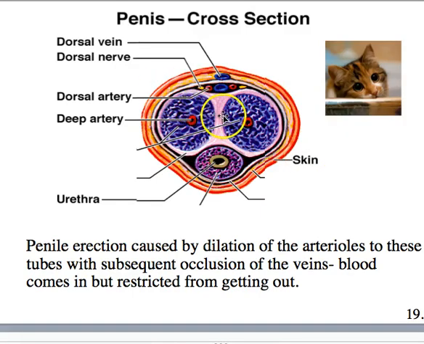So blood comes in through the deep arteries, and the dorsal vein is so small, and so once this tissue starts to fill up with blood, this gets blocked. And so then it's hard for the blood to leave until you release the pressure. That's all I want to say about that.